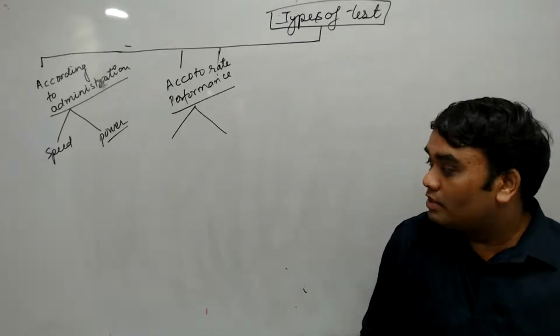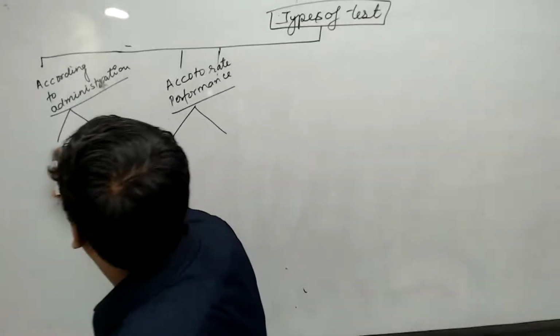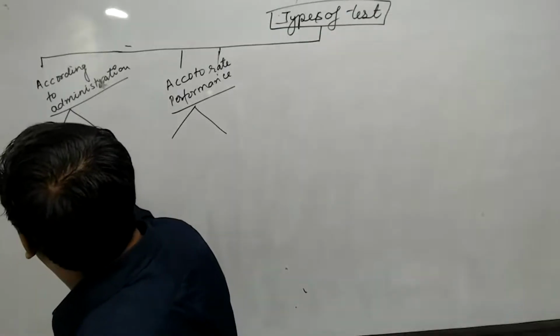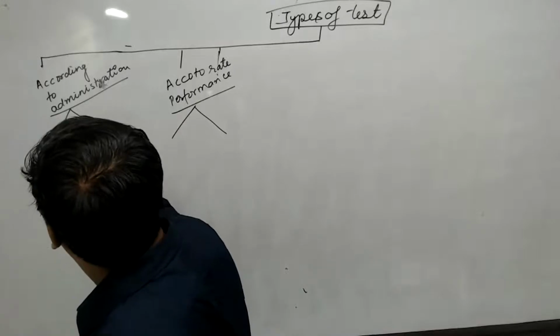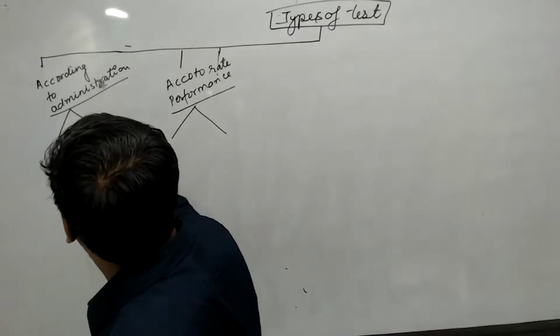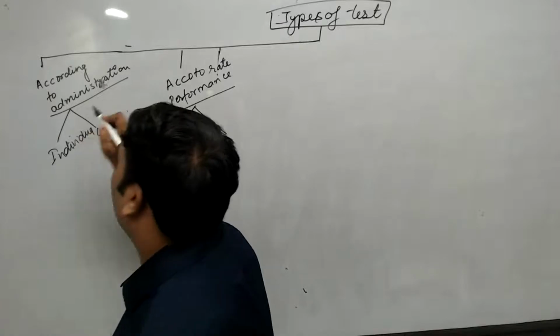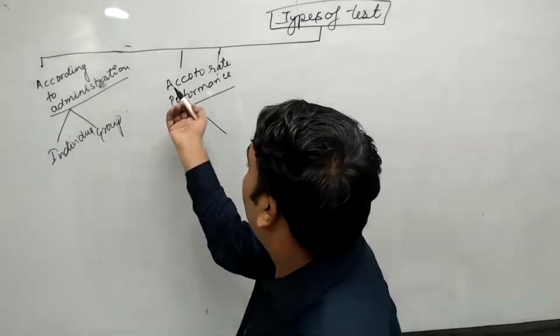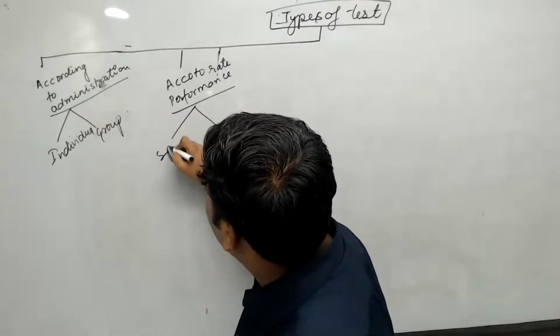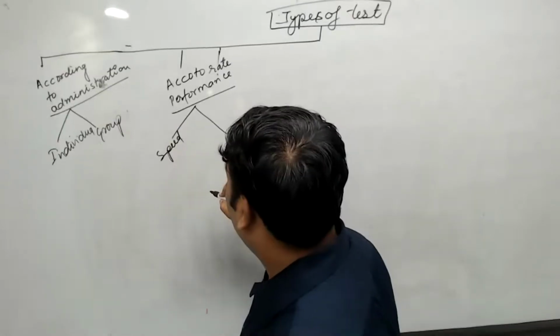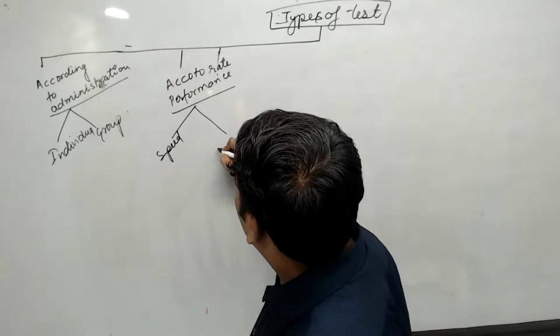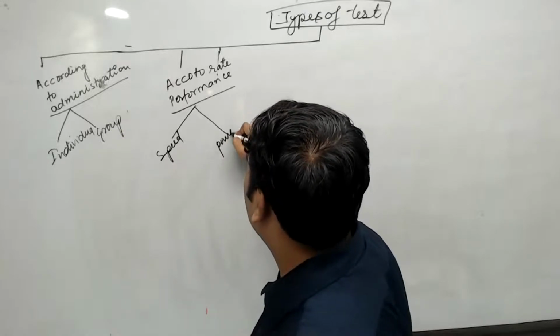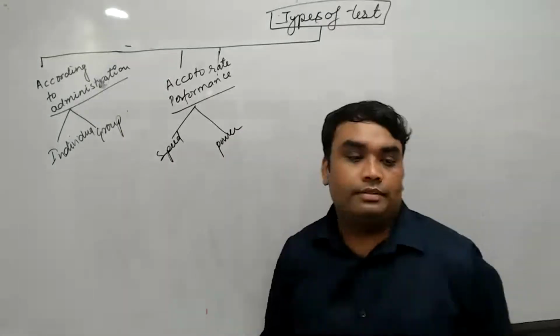मैंने गलत बोला. यहां पर होना चाहिए था इंडिविजुअल एंड ग्रुप. It is group. Sorry, extremely apologize for it. Performance में here is speed as well as power. यहाँ पर थोड़ा सा गलत हुआ. Extremely apologize.